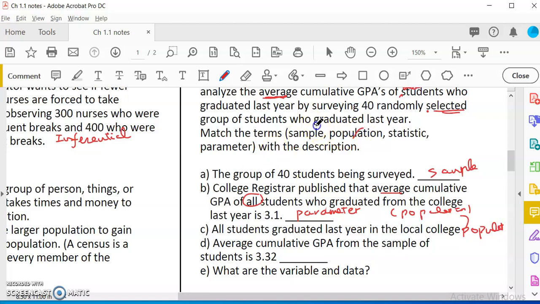So we have population, we have sample, we have parameter, so this must be a statistic. Why? Because it's a number, an average calculated from a sample, so this is a statistic. And you can see that the statistic is a little different from the parameter: the 40 students that you had had an average GPA of 3.32, but the real one from all the students is 3.1.